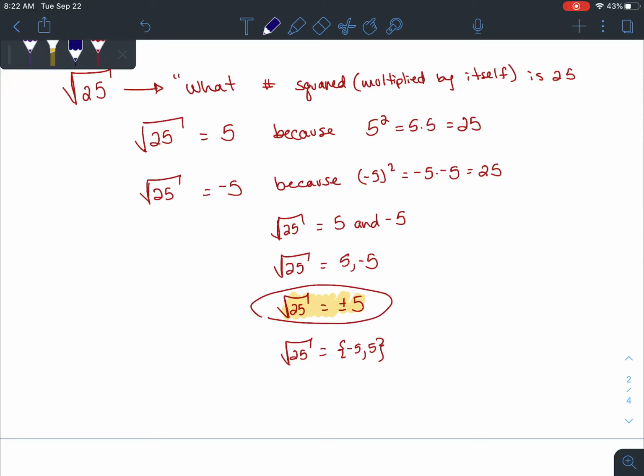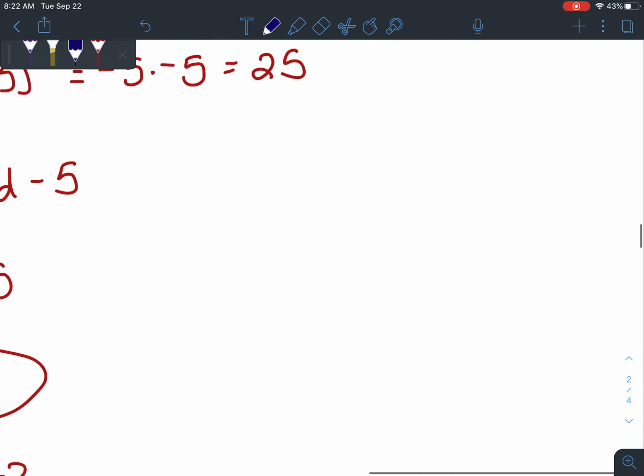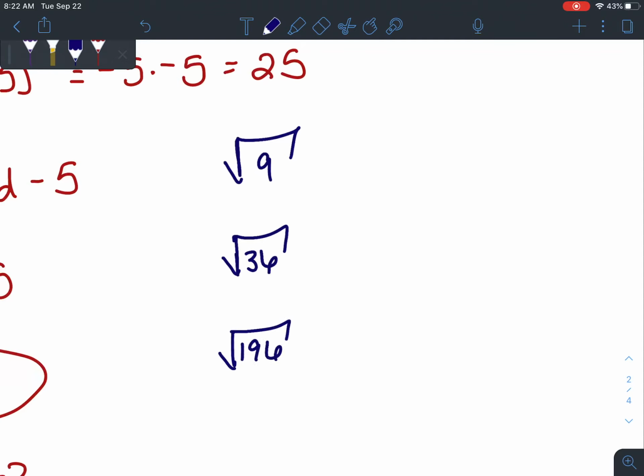So let's take a moment and practice a couple square roots, why don't we? Okay, we got square root of 9, square root of 36, square root of 196, square root of 1, square root of 2, and square root of 3. I want you to try that on your own, so pause the video and get started. Once you're ready, unpause, and we will continue. All right.